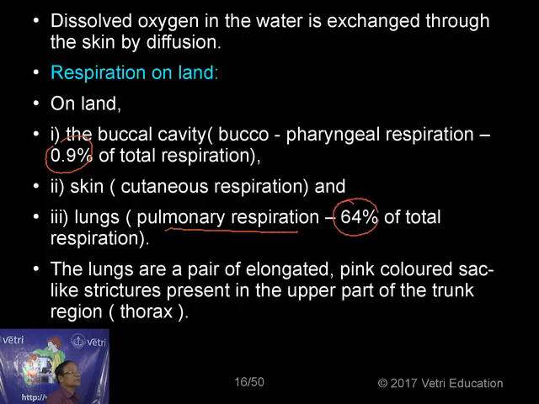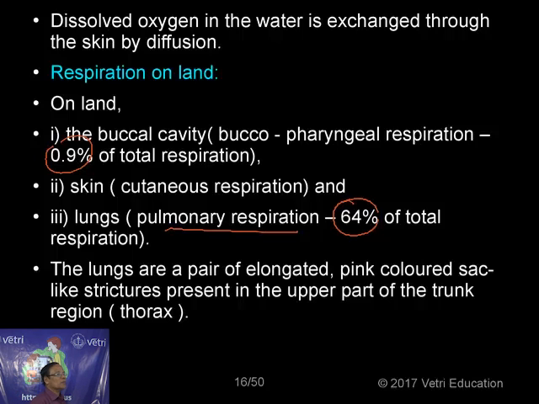So 35% is by means of skin, when the animal is in water or on land. That is called cutaneous respiration. Then buccal respiration only when the animal is on land, nearly 0.9%. And the maximum respiration takes place through the lungs, up to 64%. So the question is, what is the main type of respiration in the case of frog? That is pulmonary respiration, which happens through lungs. Next comes the skin.